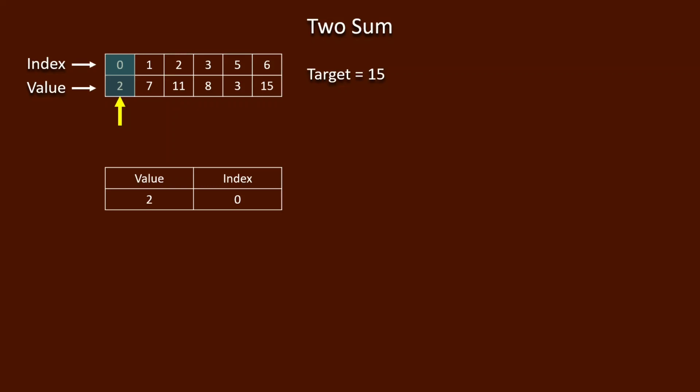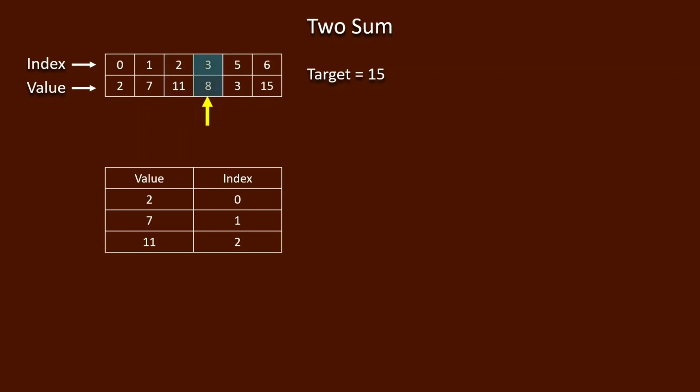Now we just move on to the next number, which is 7. And we check the cache if we visited 15 minus 7. Obviously, we did not visit 8. So what we do, we add 7 to our cache along with its index. So we add 7 with an index position of 1. And then we move our pointer to the next element, which is 11. And we check in our cache, did we visit 15 minus 11, which is 4. But we did not visit a 4 before we reached 11. So we just add 11 and the corresponding index to our cache, and then we move on.